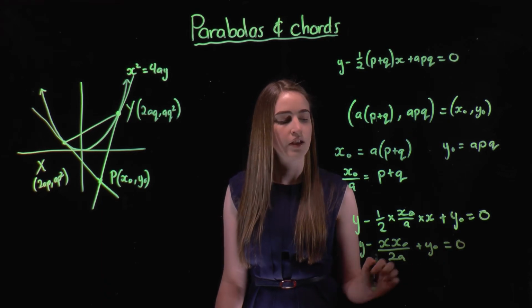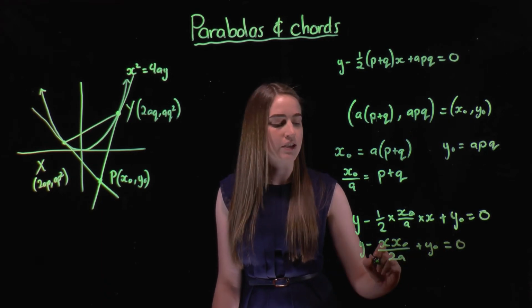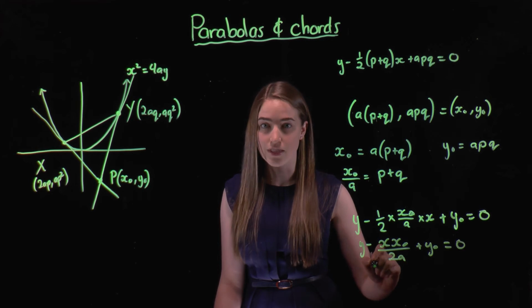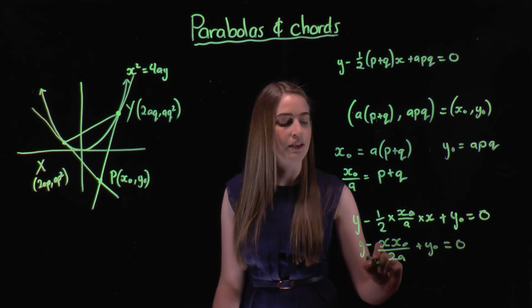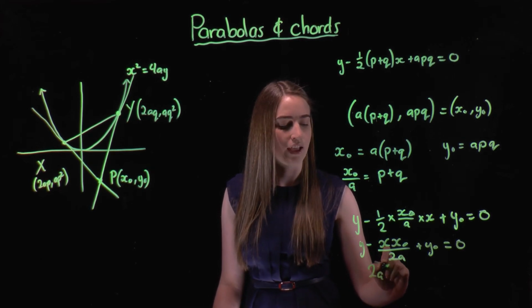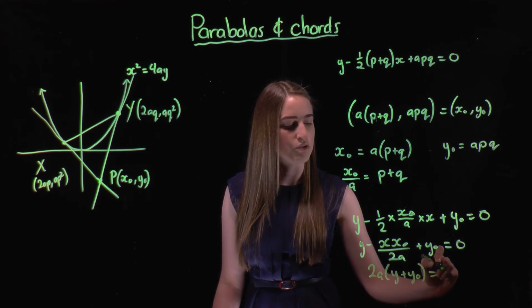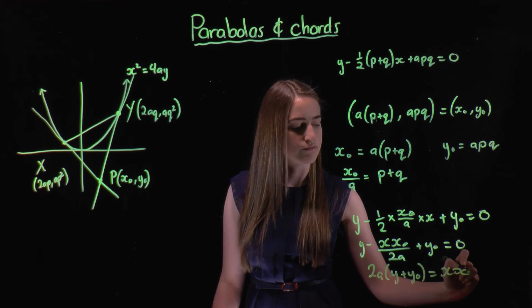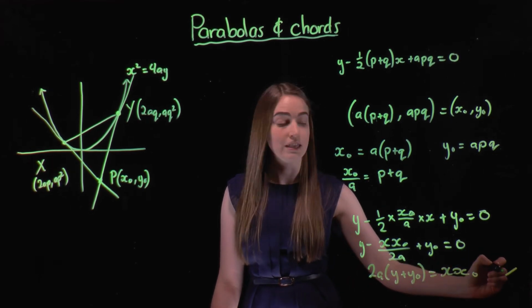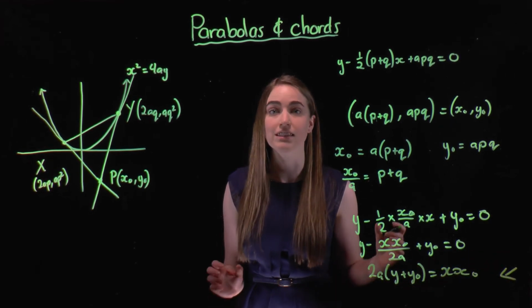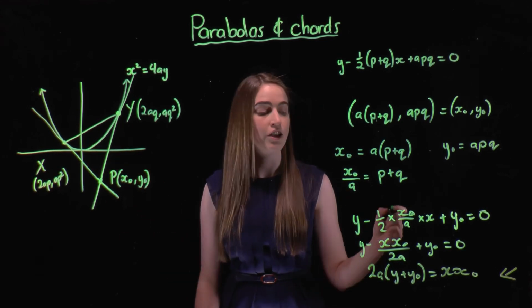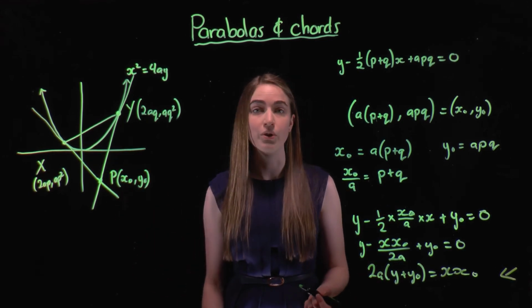equals 0. I'm going to move my x's over the other side of the equal sign, and I'm also going to multiply everything by 2a, so I'm going to do this all at once. So I'm going to have 2a times (y plus y naught) is equal to x x naught. Now this formula is on your formula sheet. It's the equation of the chord of contact from an external point, x naught, y naught.